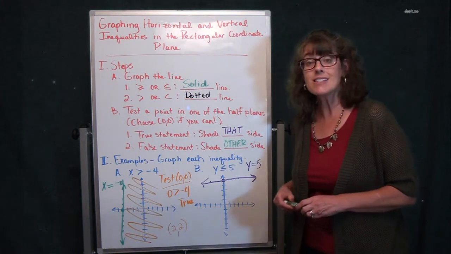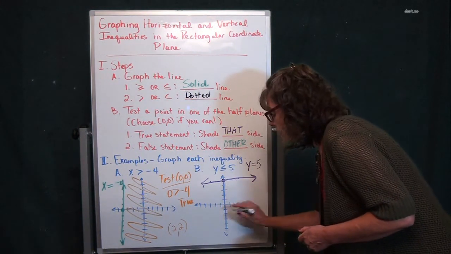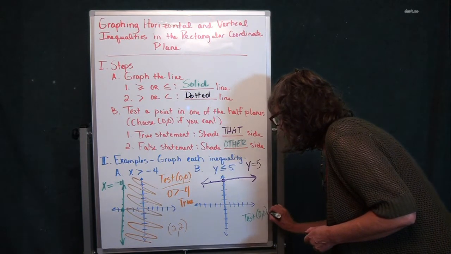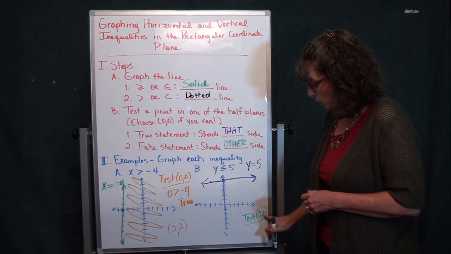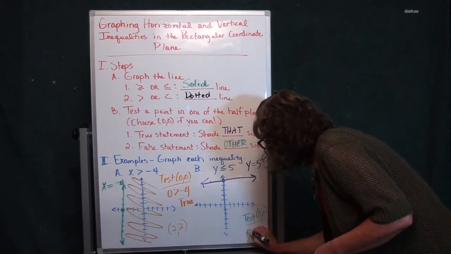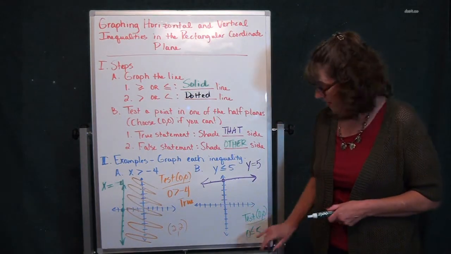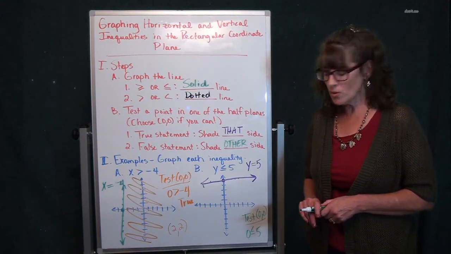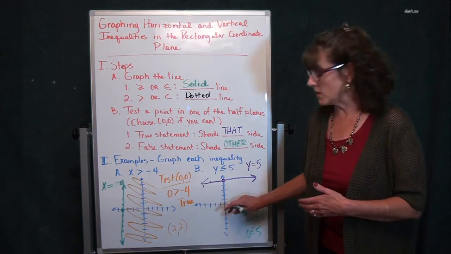So can I test that beloved (0, 0)? It is not on the line. (0, 0) is sitting right here. So I'm going to test it, which means that I don't have an x, so all I can do is take this y coordinate of 0, plug it in there. Is 0 less than or equal to 5, true or false? Yeah, it's true. So where (0, 0) sits, that's a solution. Everything on that side is a solution.